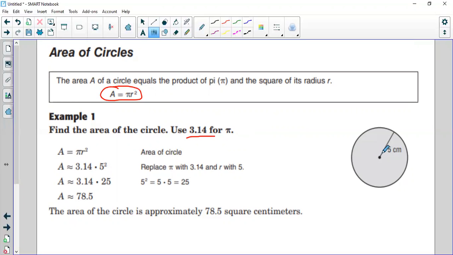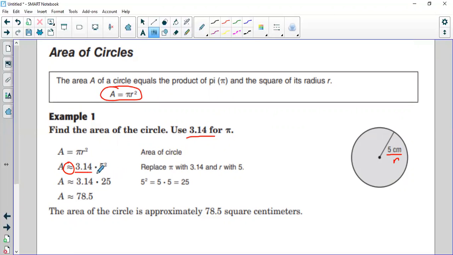All right, here's my circle. Here's my line. My line goes halfway across. That means that this 5 is a radius. That's great. Since the radius is 5, we just take 5 and put it right into place for radius. Radius 5, replace the r with 5. Replace the pi with 3.14. Notice they give you an approximate equals, because 3.14 is an estimate for pi.